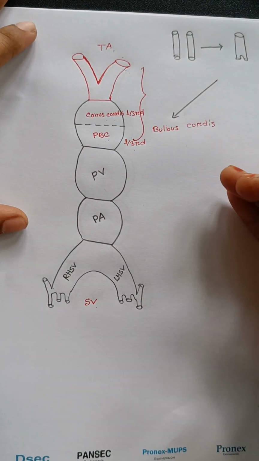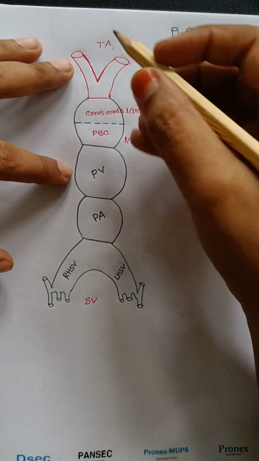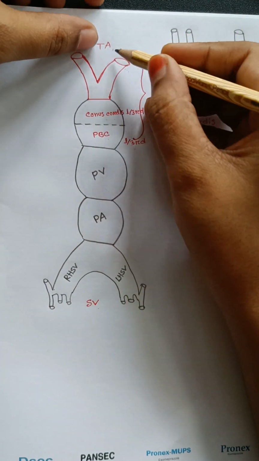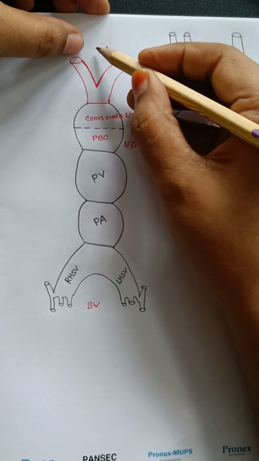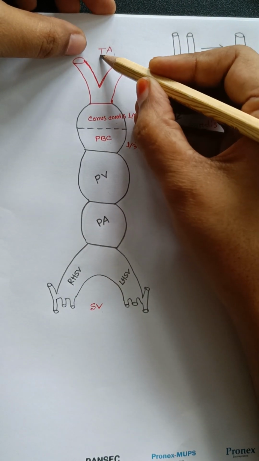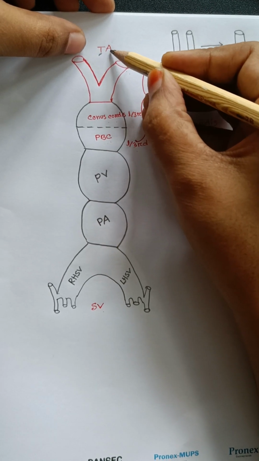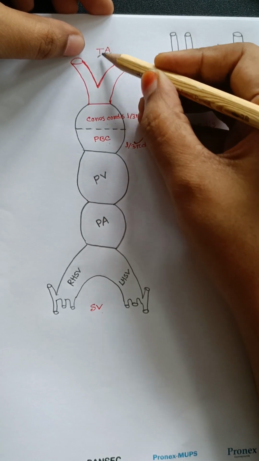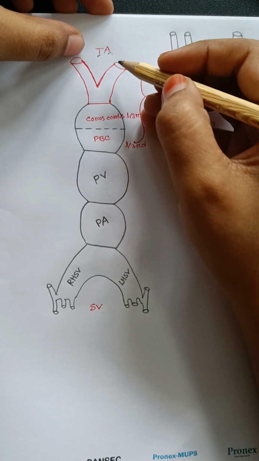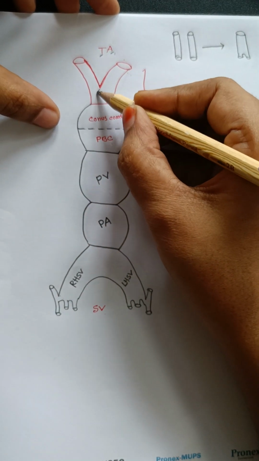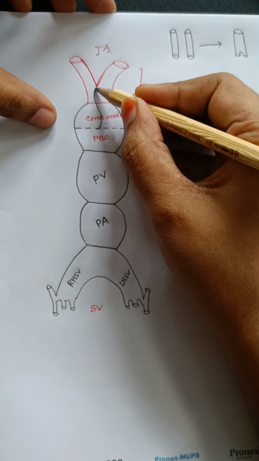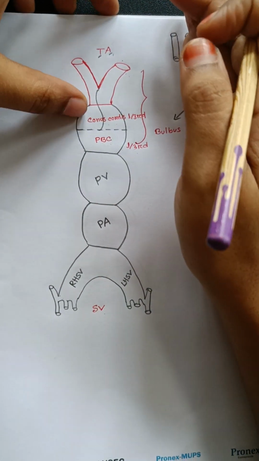Now come to the structures developed from this heart tube. The truncus arteriosus develops the pulmonary trunk and aorta. Easy to remember: truncus, trunk, and arteriosus, aorta. Okay, truncus arteriosus gives rise to the pulmonary trunk and aorta by forming a spiral shaped septum, and it gives rise to this structure.